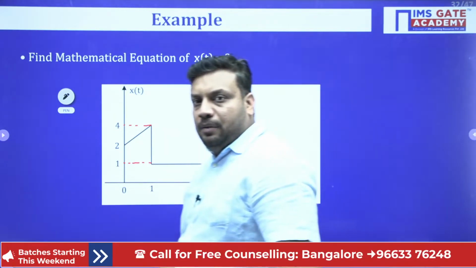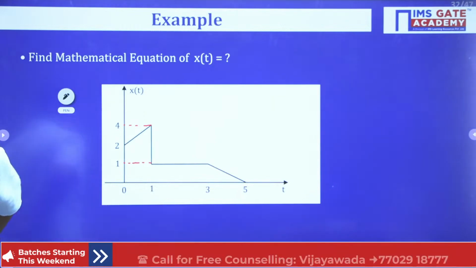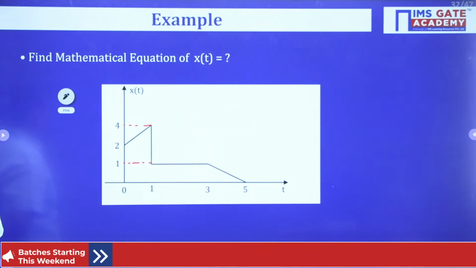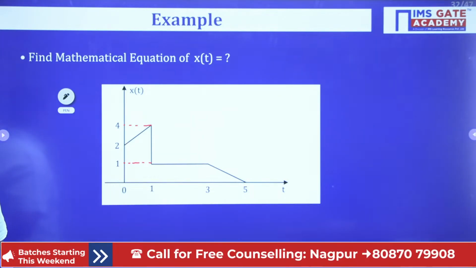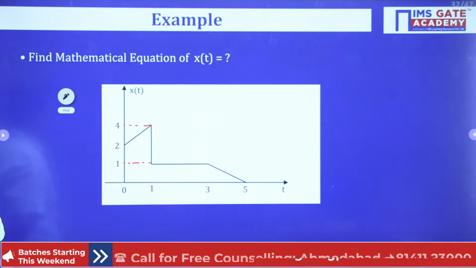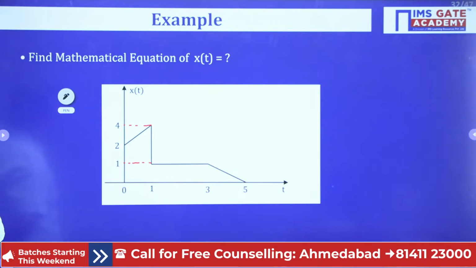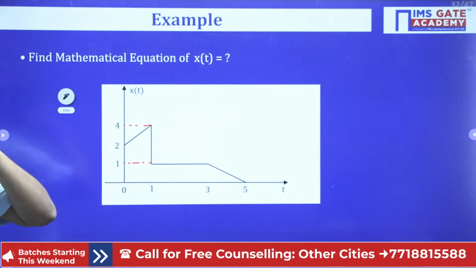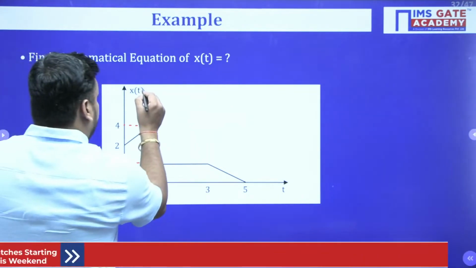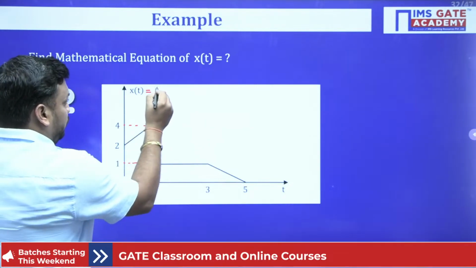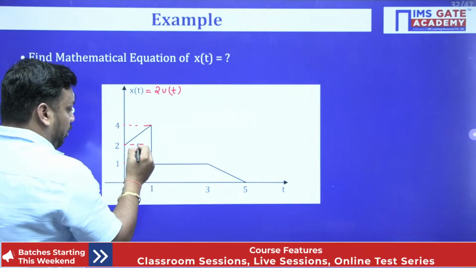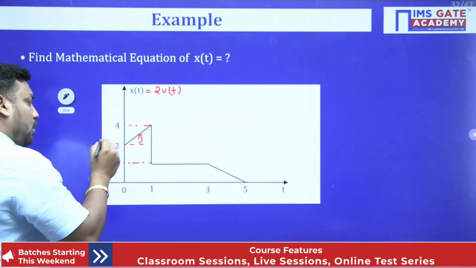Okay, so Rishabh, twice u(t) plus twice r(t) minus twice r(t minus 1) minus 3 u(t minus 1)... I think you have missed something, no problem, I can understand. Minus 0.5 r(t minus 3) plus... Shabash Rishabh. So x(t), I am writing here, twice of u(t) first. After that you have to check the slope.